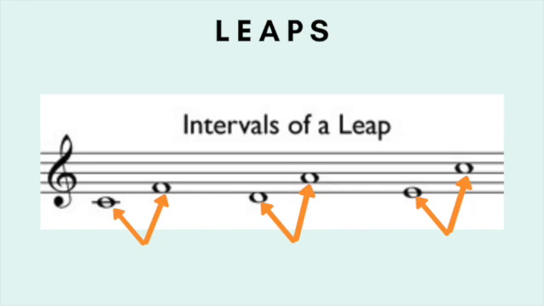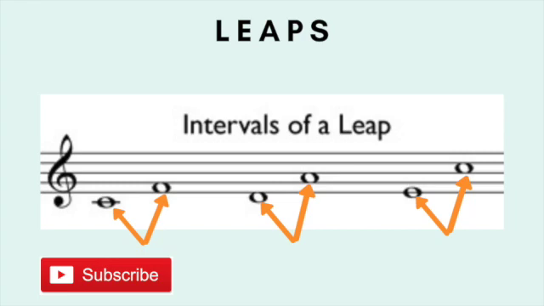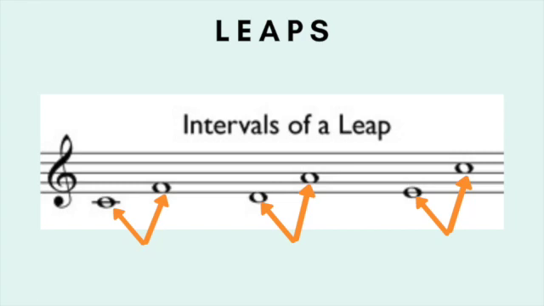So here on the musical staff, from C to F, there are lines and spaces in between these notes, making this distance a leap. Same goes for the second set. We have a leap between D and A, and there are line and space notes in between these two notes, making this another leap. And lastly, we have a leap between E and C. And of course, we have lines and space notes in between these two notes, making them a leap.